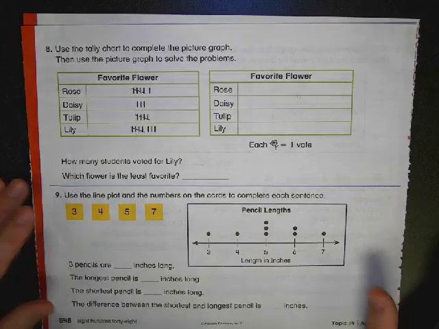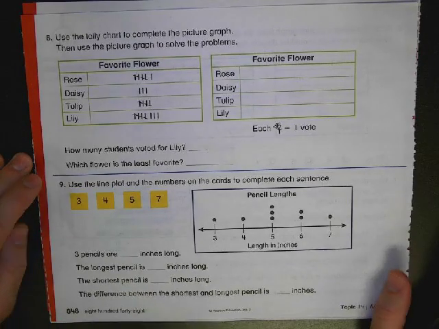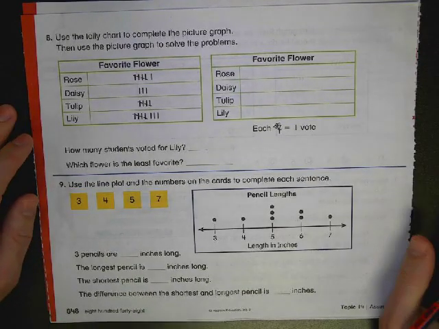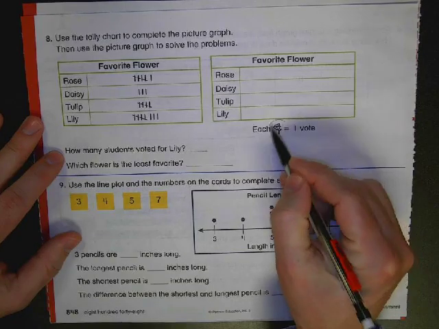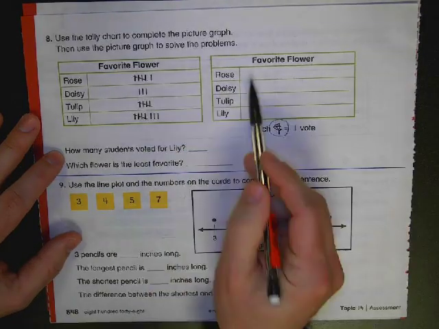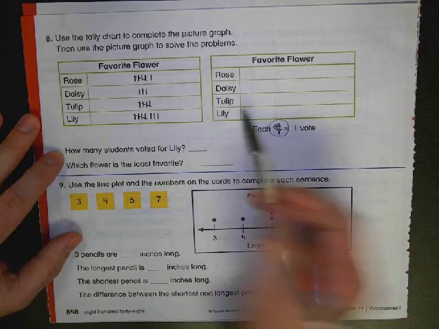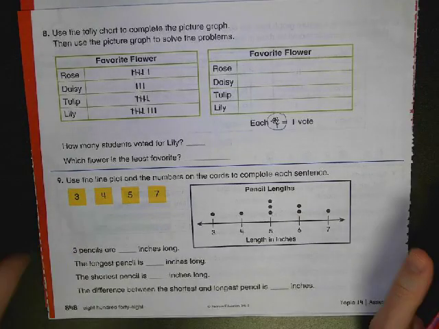Pause those, fill them in on the back. It says use a tally chart to complete the picture graph, and use the picture graph to solve the problems. Well, you got to use flowers. You got to take this information about roses, daisies, tulips, and lilies and color flowers in for the pictograph.